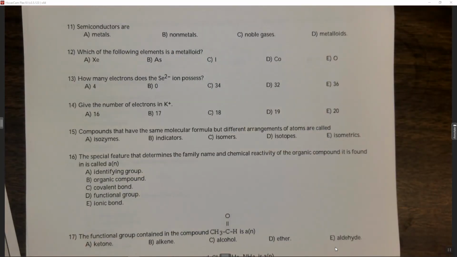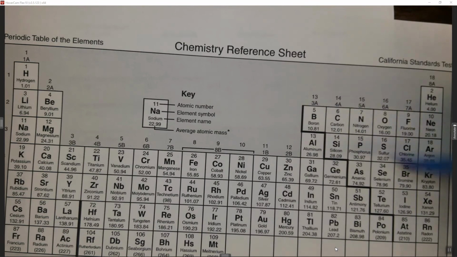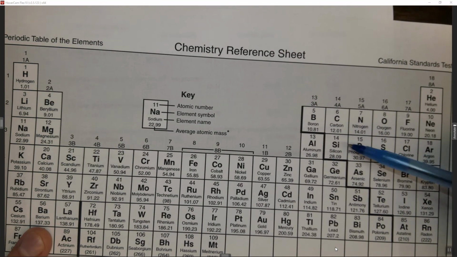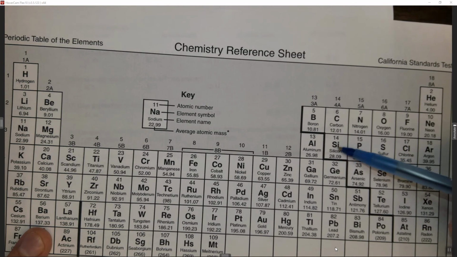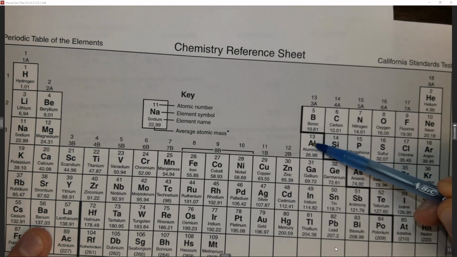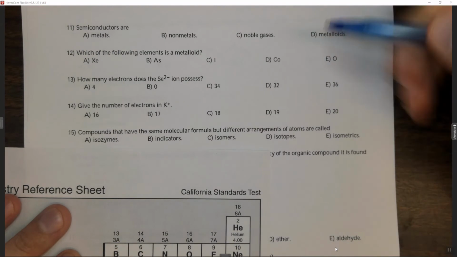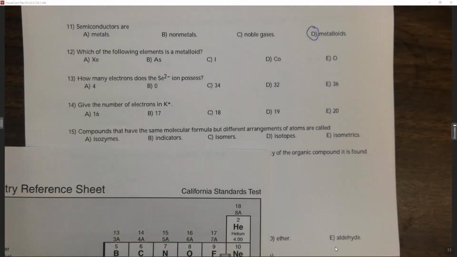Question 11 says, semiconductors are, well, semiconductors are your metalloids. Remember, your metalloids are things touching the staircase line on two sides. The most famous one is silicon. Note that aluminum is a metal, so it is not a metalloid, but your metalloids are your semiconductors.